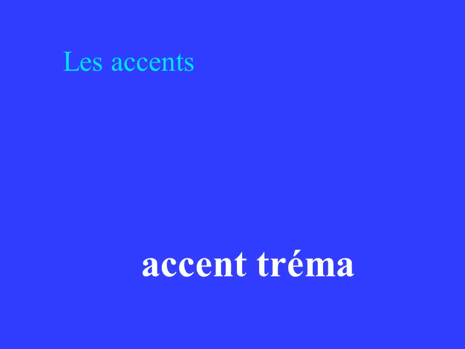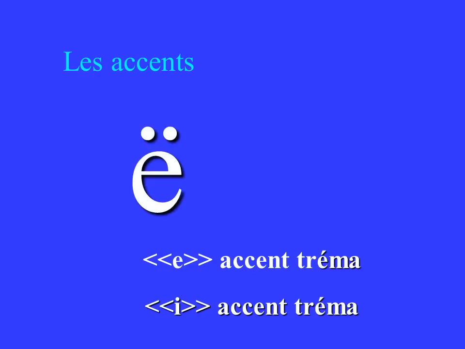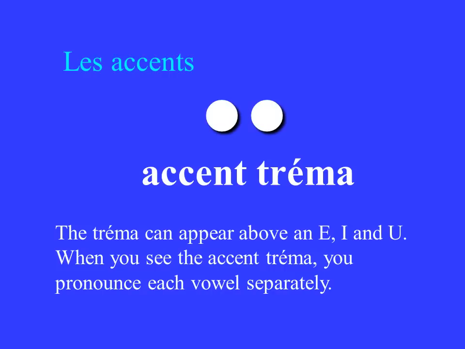The tréma, the last of the accents that can go over a vowel. Répétez. Accent, tréma. Répétez. O accent tréma, E accent tréma. Notice on the E accent tréma that we're not dotting the I and putting the tréma. We just don't dot the I, we add the 2 dots for the accent tréma. The accent tréma can appear above an E, I, or U, and it's very important for pronunciation purposes because it separates vowels.